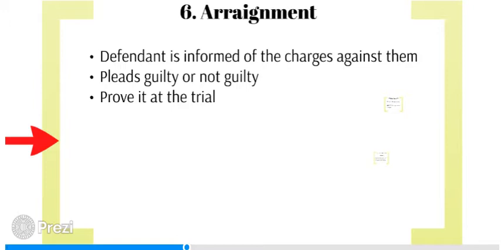So the defendant is now informed of the charges against you again, and this is the part where they say, how do you plead? And you say, not guilty, Your Honor, or guilty, Your Honor, or no contest. No contest is kind of strange. It's weird. Don't do that.